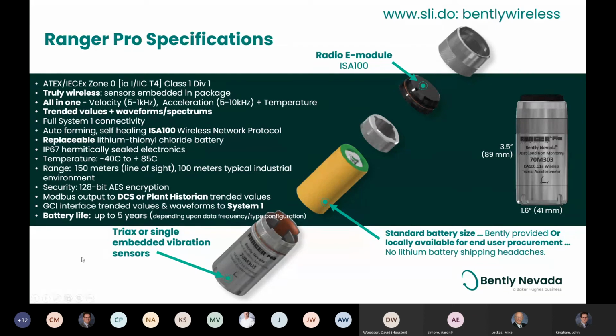So you have the case. You'll notice it's got an O-ring here. Then we have a standard D-size lithium thionyl chloride battery. We'll talk a little bit more in depth about it. You have a retaining nut, and then you have this E-module, which is a radio, and you'll see it also has an O-ring on it. And you have the retaining ring that holds everything together. Okay. Again, zone zero, class one, div one.